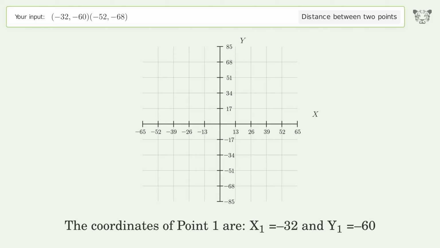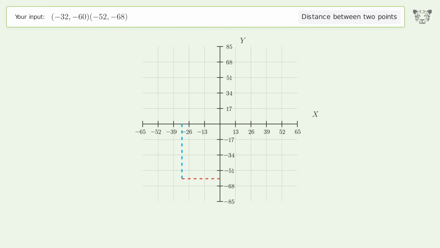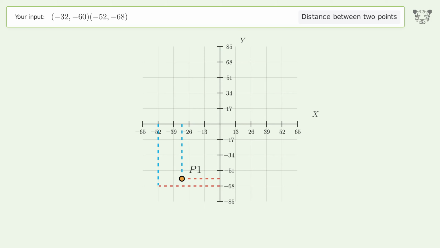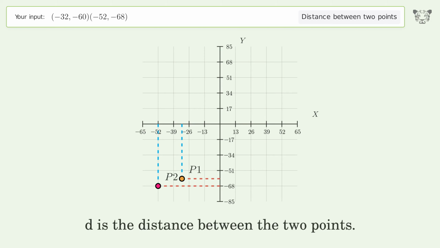The coordinates of point 1 are x1 equals -32 and y1 equals -60. The coordinates of point 2 are x2 equals -52 and y2 equals -68. D is the distance between the 2 points.